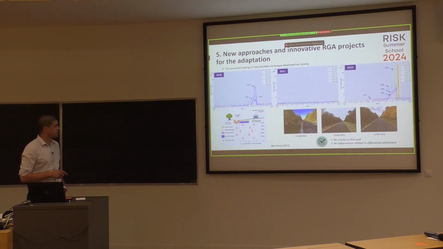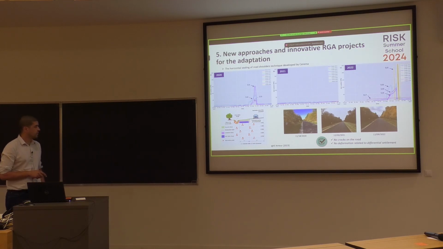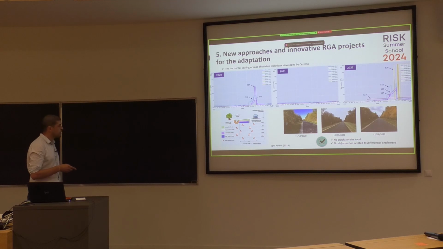For example, on the road, we tested the horizontal sealing of road shoulders technique to limit the evaporation in this zone. I explained in the beginning that this zone is critical, and the desiccation is very important in this zone. This is why we tested this horizontal sealing. You can see here the method we used with 0.3 meter thickness of this sealing. And we monitored this with probes until 4 meters depth.